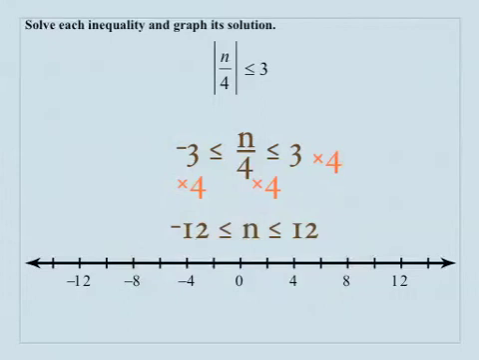So you get negative 12 is less than or equal to n, which is less than or equal to positive 12. I need a closed dot at negative 12 and a closed dot at positive 12. And because n is greater than negative 12 and less than positive 12, it is shaded in between the 2 points.